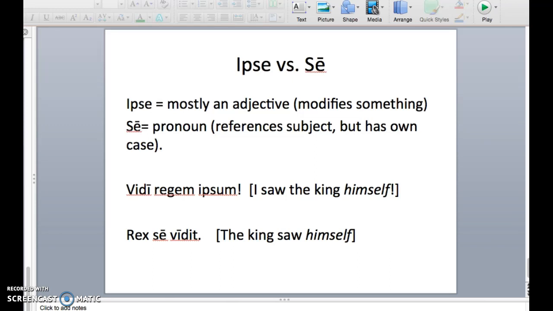All right, so that's the big difference between ipse and se. If you can take the himself out of the English sentence, that means you should, and it doesn't change the meaning, that means you should probably translate it as ipse, ipsa, ipsum. Otherwise, sui, sibi, se.